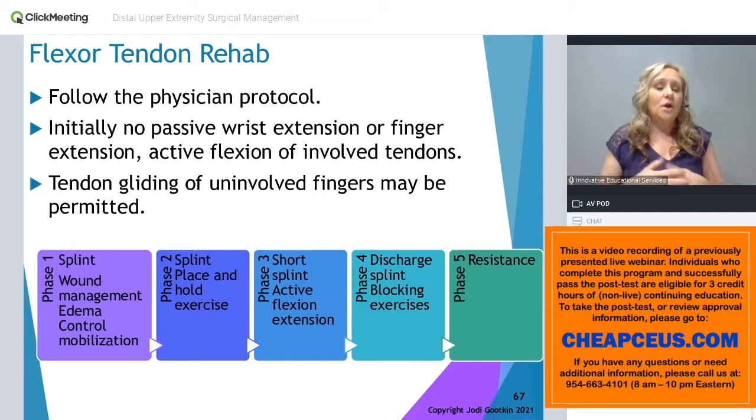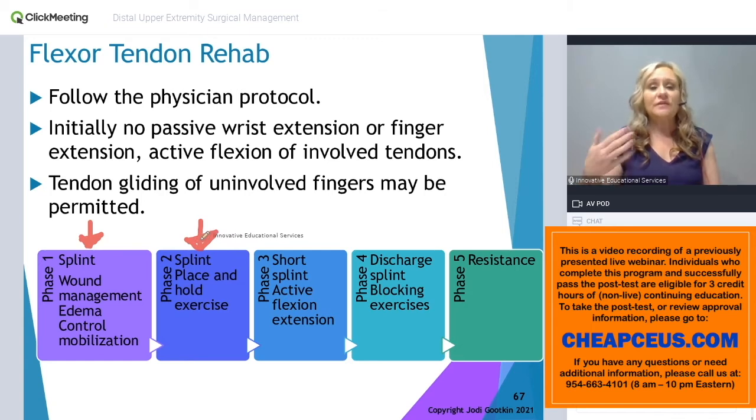The rehab protocol you're going to follow is from the physician. We're looking at initially limiting the motion to not stress that repair. Tendon gliding of the adjacent tendons is typically permitted. Early on, as I said, we're looking at immobilization as well as edema control. And this is going to last for several weeks. And then we're going to move on at the point that active motion can gently be started.